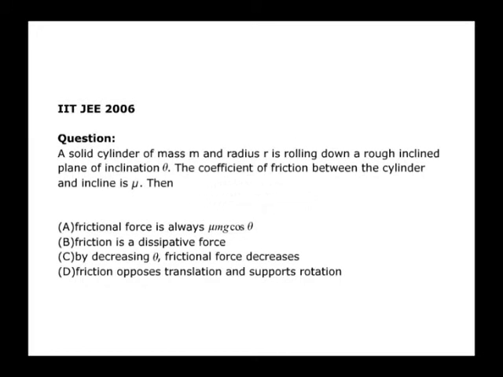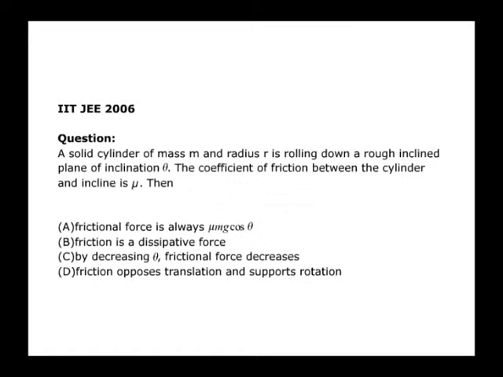Now we come to the next question that came in the IIT JEE 2006. The question says, a solid cylinder of mass m and radius r is rolling down a rough inclined plane of inclination theta. The coefficient of friction between the cylinder and incline is mu. Then, and as you can see, there are 4 options and you have to choose the right ones.